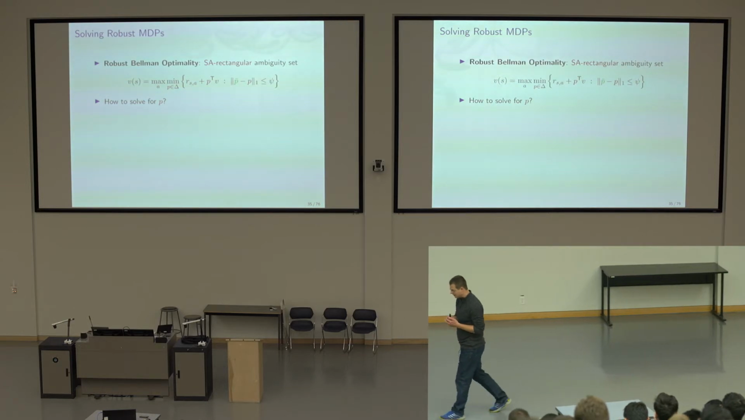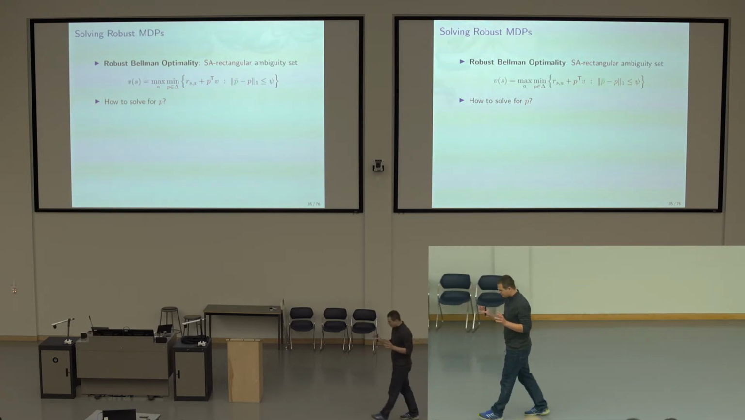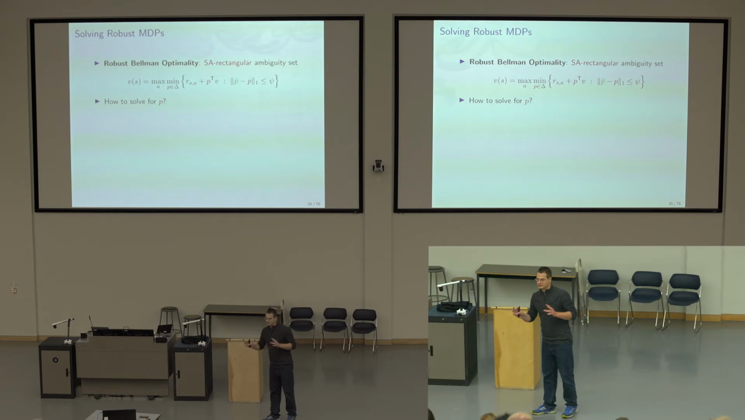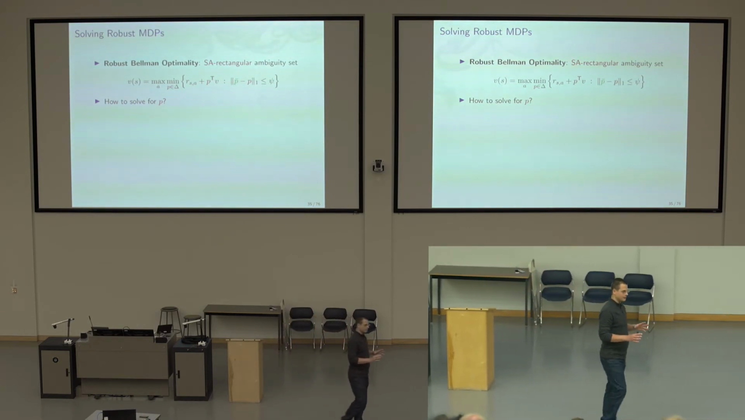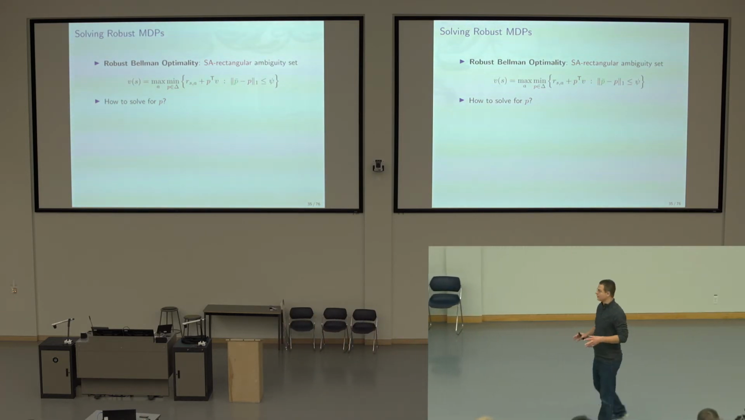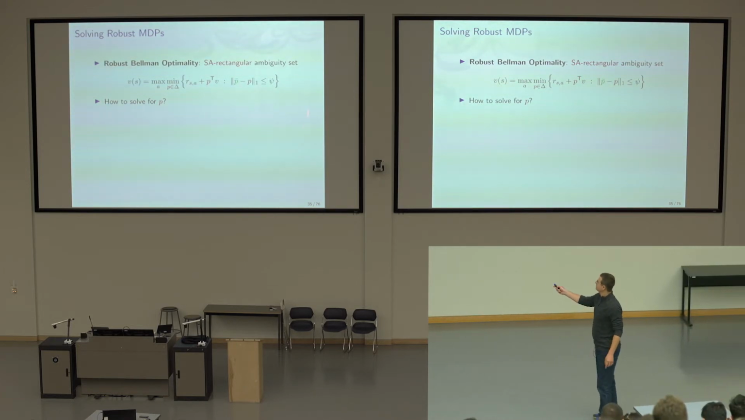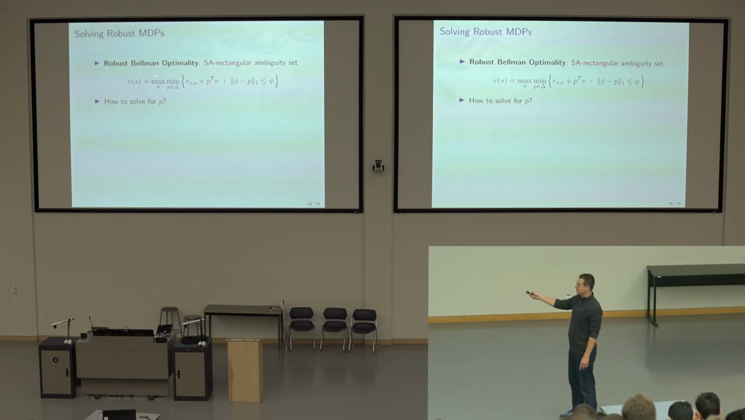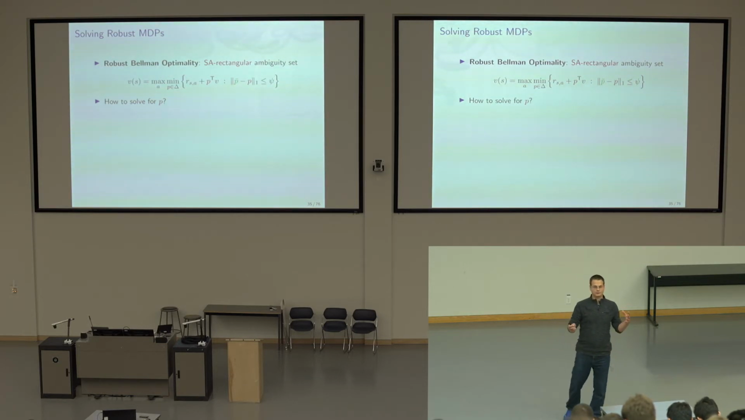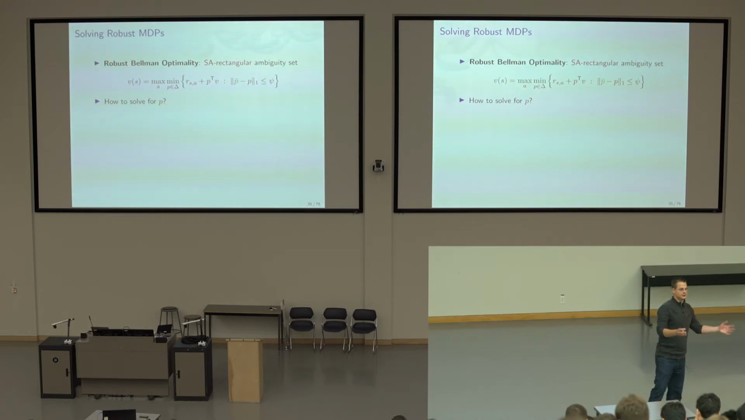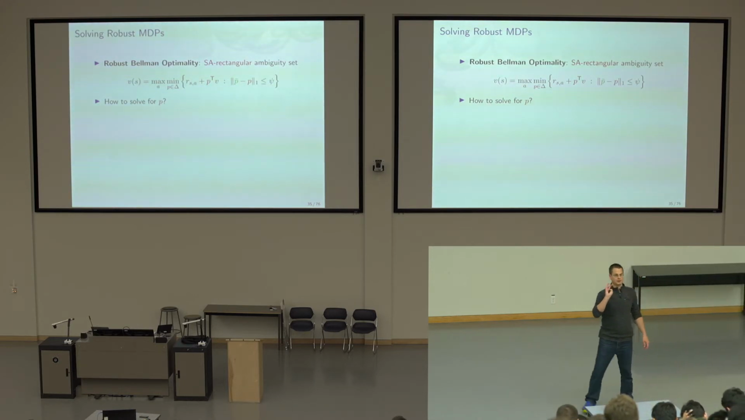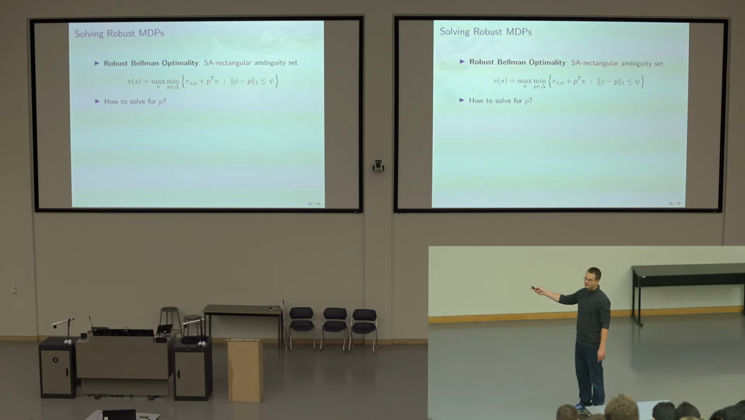So let's talk a little. I'm not going to go into details here, but I want to tell you a little bit about how you actually solve this, because I didn't really give you the whole picture. We have this robust Bellman optimality. We want to compute the best action and the worst-case transition probabilities. Now, we know how to compute the best action. You have 10 actions. You try each one of them. You pick the best one. Now, here, P is a continuous variable. You need to optimize it over some polyhedral set. How do you compute P?